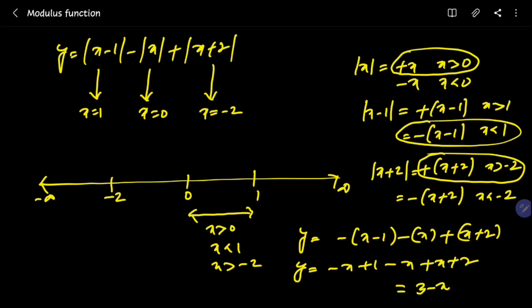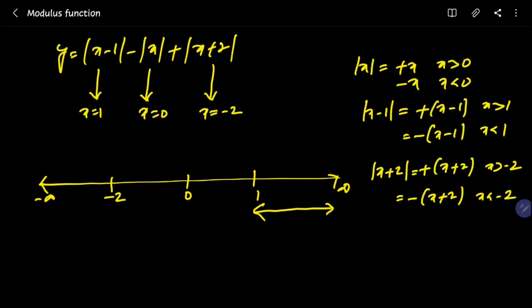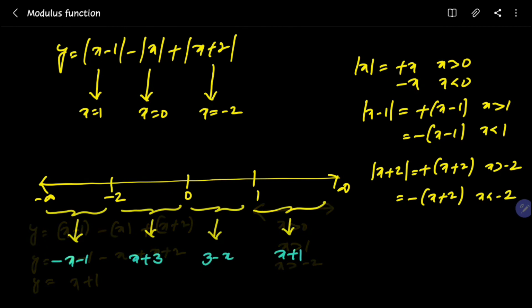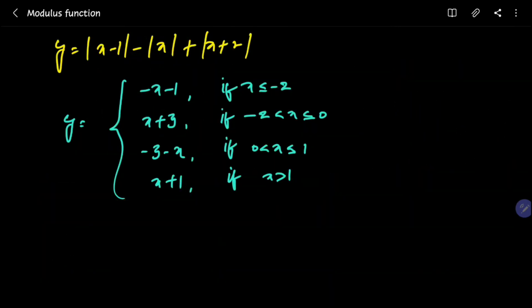In the same way, in the final interval 1 to infinity, x is greater than 0, x is greater than 1 and x is greater than minus 2, which means all the modulus functions will be positive in this interval. So we get the given combination of the modulus functions as y equals x plus 1. And now you can see how this modulus function is behaving in these 4 intervals. And also this linear combination of the modulus functions is represented as a piecewise function as shown in the green color.